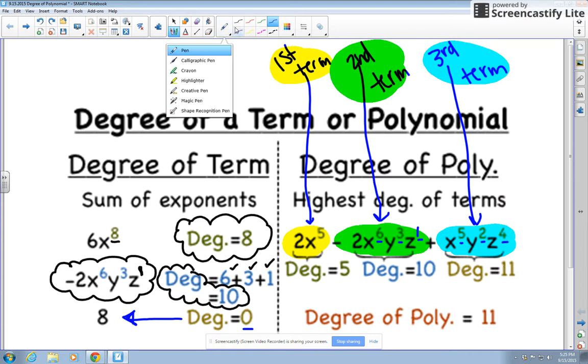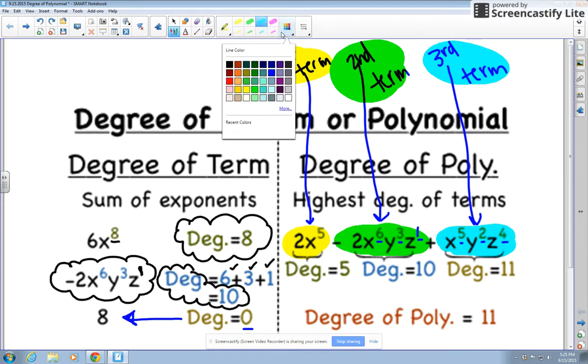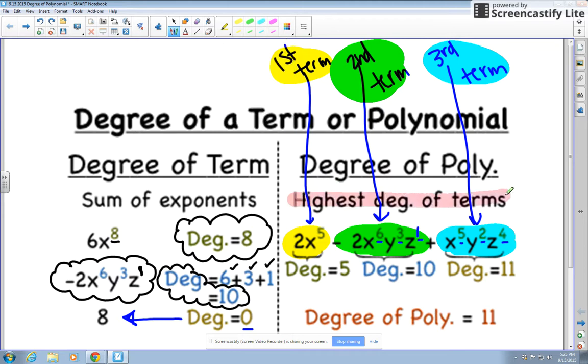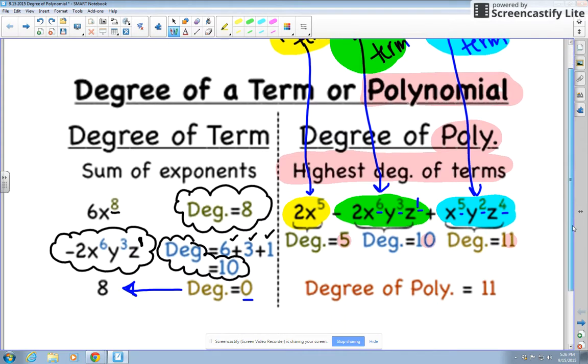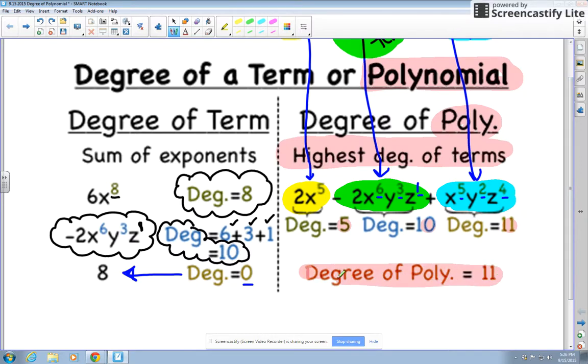Okay, so we have to pay close attention to this part where it says highest degree of terms. Whenever we're finding the degree of a polynomial, you have to remember that you need to take the highest degree of terms. And so we'll look, is it 5, 10, or 11? And the highest value is 11, so our degree for our polynomial is 11. When we're finding the degree of a polynomial, keep in mind you do not add the degrees for each term. You'll simply take the highest value, which is 11.